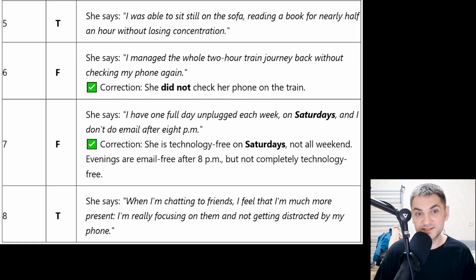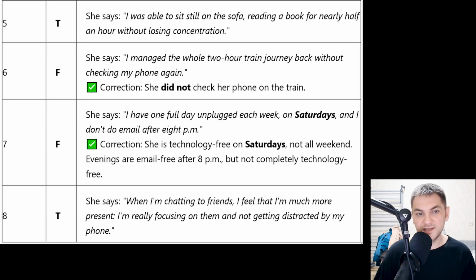5. It's true. She says, I was able to sit still on the sofa, reading a book for nearly half an hour without losing concentration. 6. She says, I managed the whole 2-hour train journey back without checking my phone again. So, correction, she did not check her phone on the train. 7. It's false. She says, I have 1 full day unplugged each week, on Saturdays, and I don't do email after 8 p.m. So you see, she's technology-free on Saturdays, not all weekend. It's too harsh. Evenings are email-free after 8 p.m., but not completely technology-free.